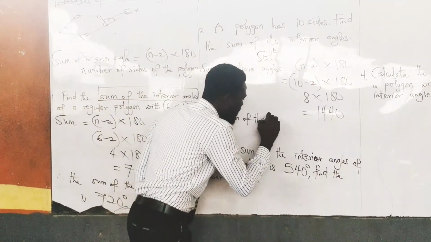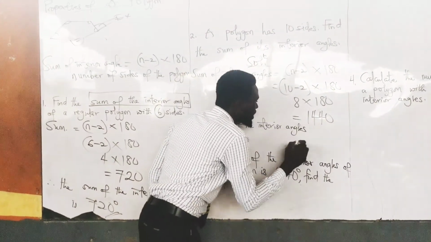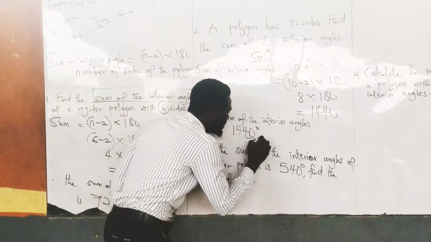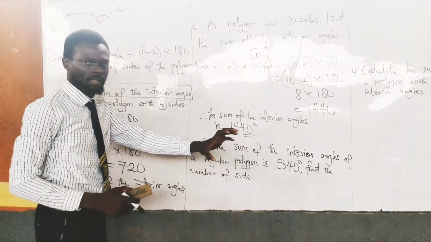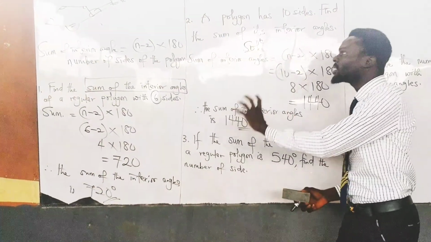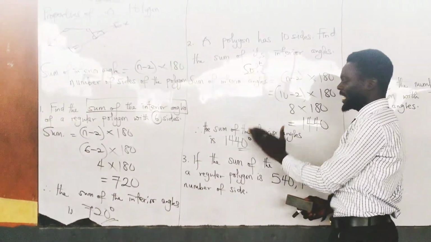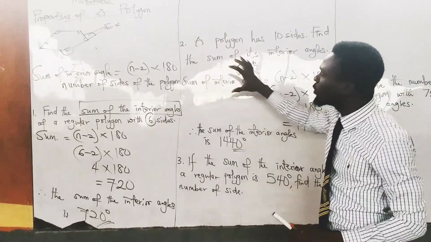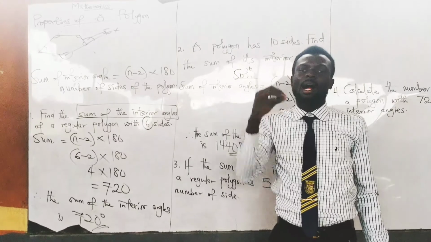of the interior angles is 1,440 degrees. Note that we are dealing with angles. So those of us in Form 3, we should know that once angles come in, our final answer should be in degrees. And this is how we calculate the sum of the interior angles.